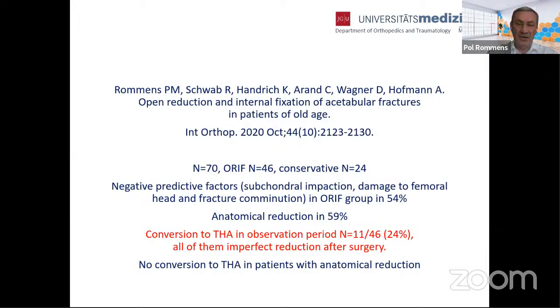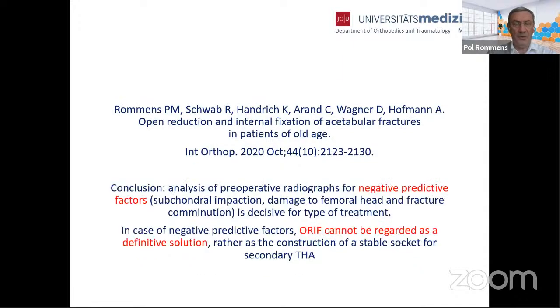We had an observation period of about 3 years, and a conversion to a total hip arthroplasty was needed in 24% of this operated group. But all of them, and that I think is very important, had an imperfect reduction after the primary surgery. There was no conversion to a total hip arthroplasty in any of the patients that had an anatomical reduction. And this depends on these predictive factors, as I have shown you before.